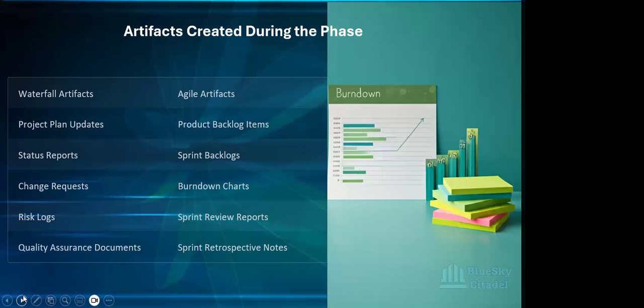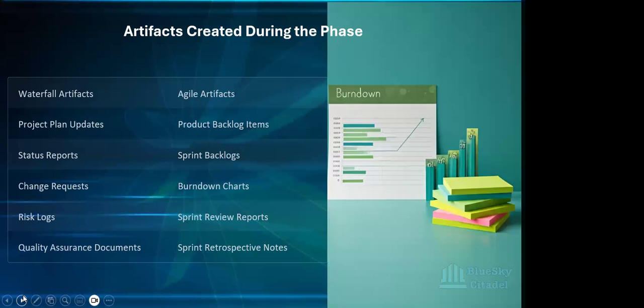You have your risk logs, or your RAID logs: your risks, assumptions, issues, and dependencies. Again, as the PM or APM, it's your responsibility to make sure these logs are updated regularly. If there are any changes, you are updating them weekly or fortnightly, and making sure key stakeholders have visibility of that. And then you have your quality assurance documents. So those are some of the artifacts within waterfall.